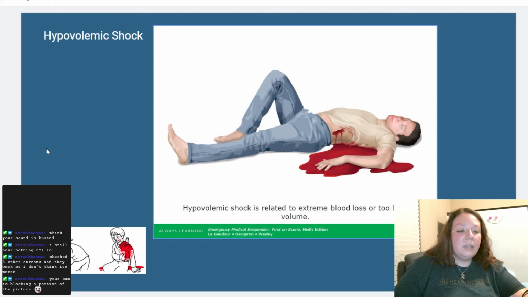All right, hypovolemic shock is related to extreme blood loss or too little volume. So this person is losing a lot of blood. What is the treatment? Well, we have to fix the cause. We've got to fix that stab wound he's got in his side. But you have to give him blood.